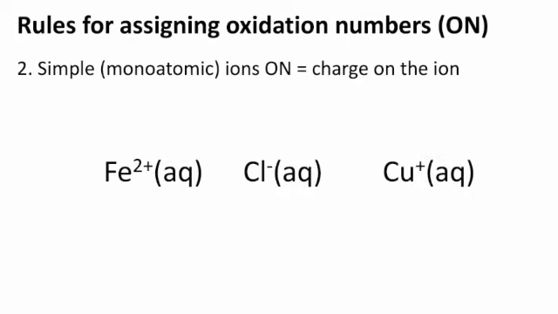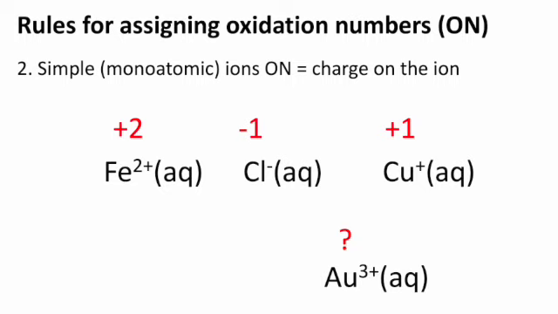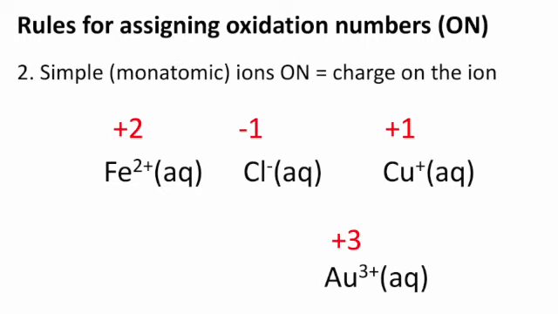Rule number 2, simple ions or monatomic ions equal the charge. So Fe2+ is +2, Cl- is -1, Cu+ is +1. So simple ions, the charge is the oxidation number. If I give you a gold ion with a 3+ charge, it would be a +3.